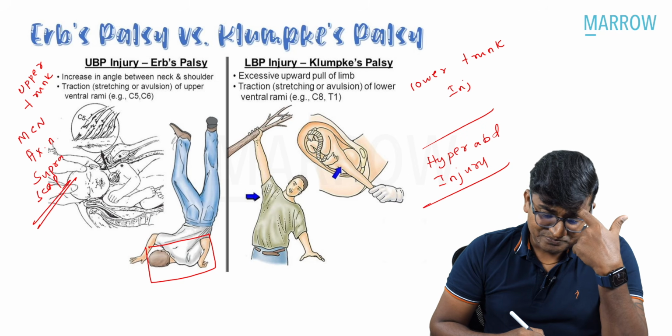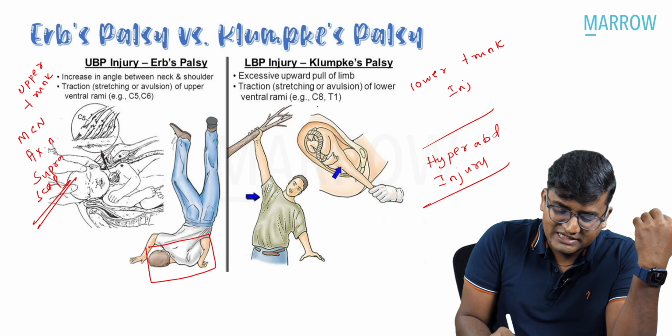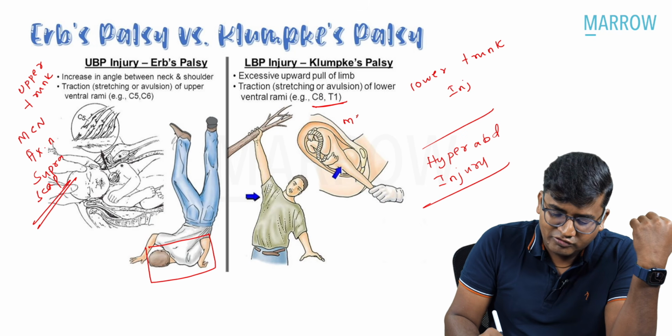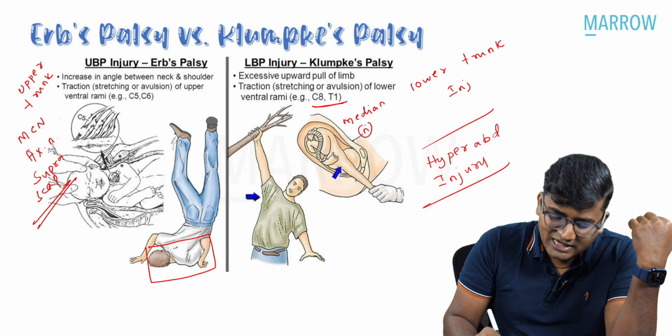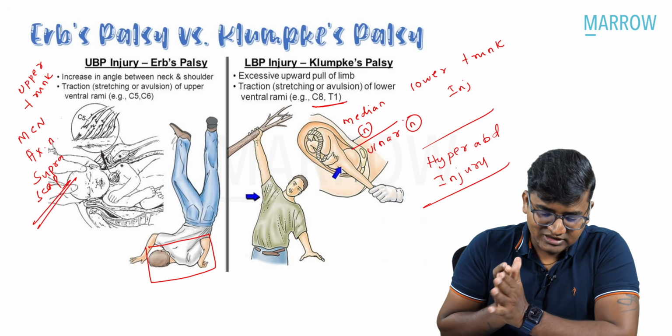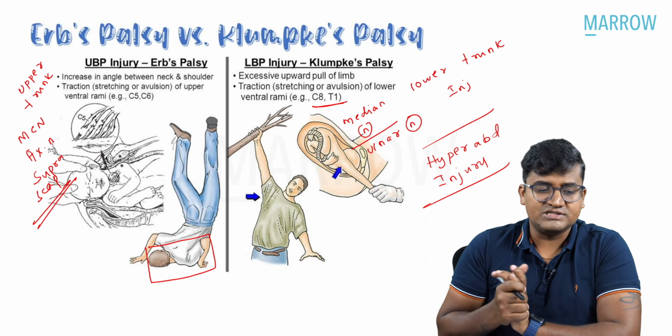Now what about Klumpke's palsy? In Klumpke's palsy, C8 and T1 fibers of median nerve and the ulnar nerve will be affected.